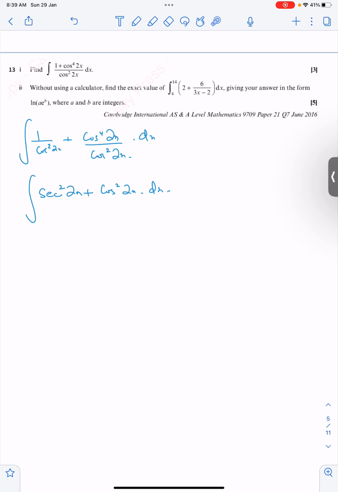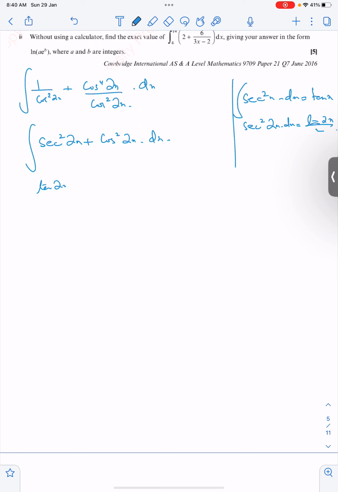Now we are going to start with the integration process. Sec square 2x. The integration of sec square x is tan x. I'm writing it here: integration of sec square x dx equals tan x. So if it is sec square 2x dx, it will be tan of 2x divided by 2. So I'm writing tan of 2x divided by 2 plus cos square 2x.